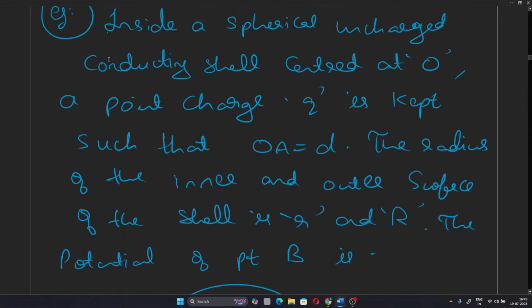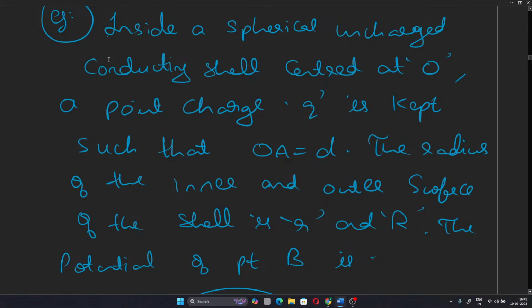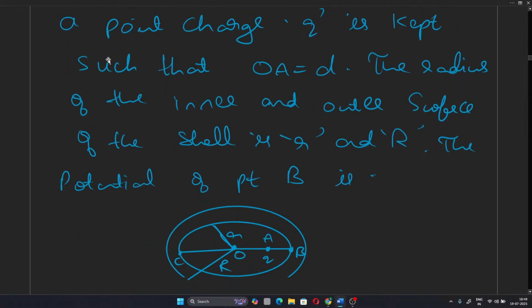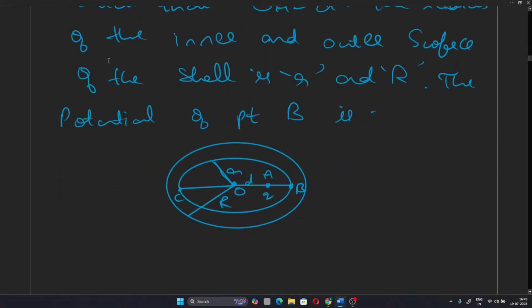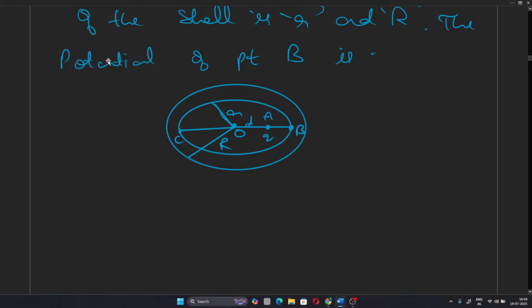Now they're asking, this is inside a spherical uncharged conducting shell that has a center at O. A point charge Q is kept such that OA, this distance, equals d. The radius of the inner and outer surface of the shell is r and R. The potential of point B is... This is actually a very simple question based on a simple concept, a seemingly complex question, but a very simple concept.